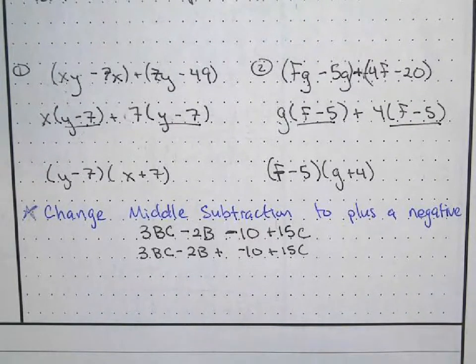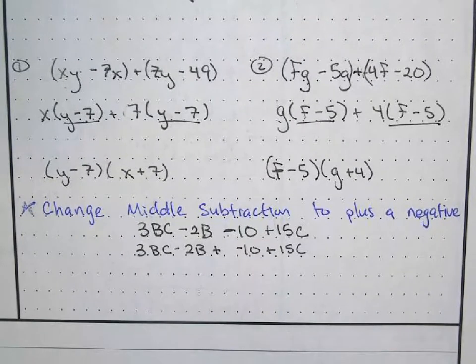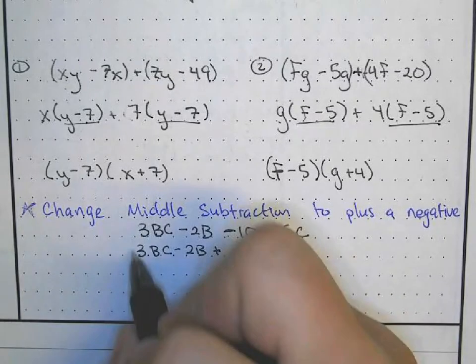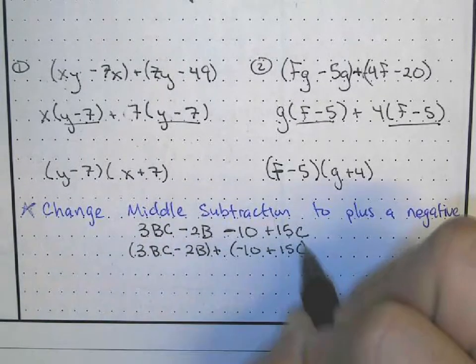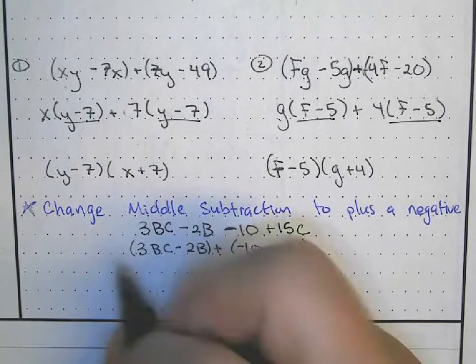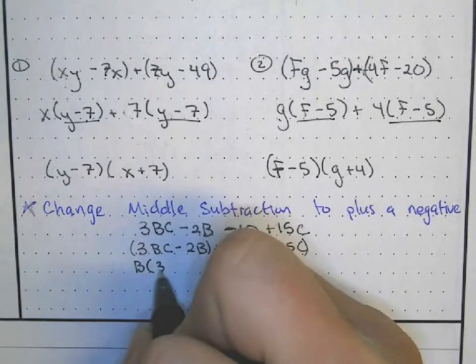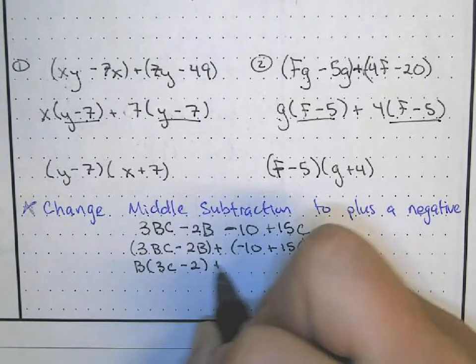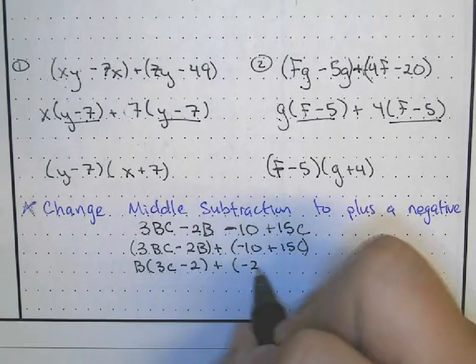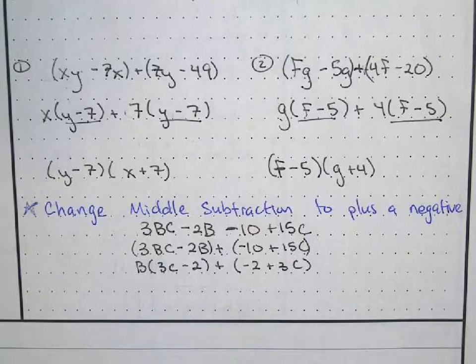Now when I do my grouping, it should alleviate any worry about things not looking exactly the same, and we get to keep our negative straight. This definitely helps us keep our negative straight. So we'll do our grouping, leaving that plus sign in the middle. Now what's common to these two terms? Well, they can't divide out anything from the number. I can divide out the b, so I'll have b times 3c minus 2 plus, and over here I can divide 5 out from both, and I have negative 2 plus 3c.